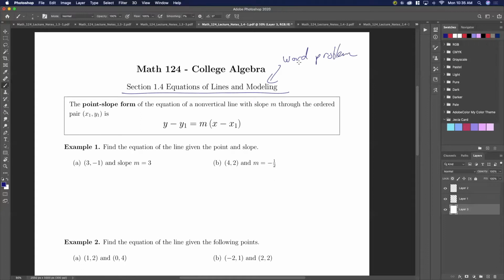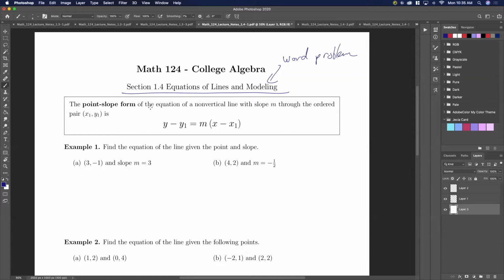I can hear you all groaning. I get it. Math's not fun enough when it's just straight numbers, and then we're going to add in a whole bunch of words and red herrings and all this other stuff. All right, so let's get started here.